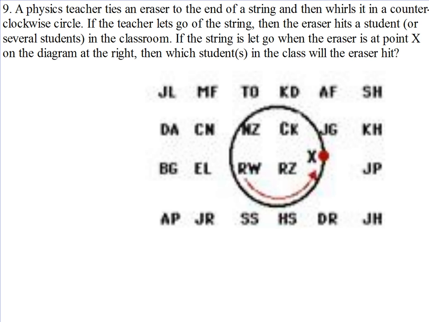A physics teacher, like me, ties an eraser to the end of a string and whirls it in a counterclockwise circle. If the teacher lets go of the string, the eraser hits a student or several students in the classroom. If the string is let go when it's at X, so it's right here, which students will get hit? All right, let's see. If it spins around, it's going to go off tangent. So it's going to hit JG first, and then if he ducks, it'll hit AF.